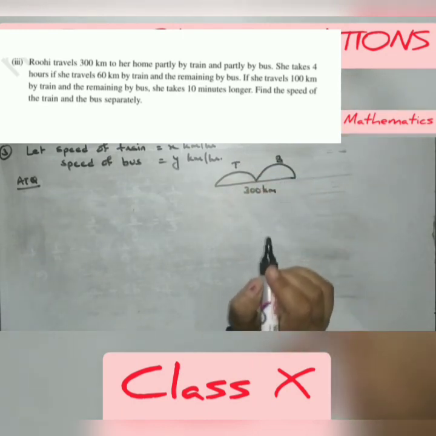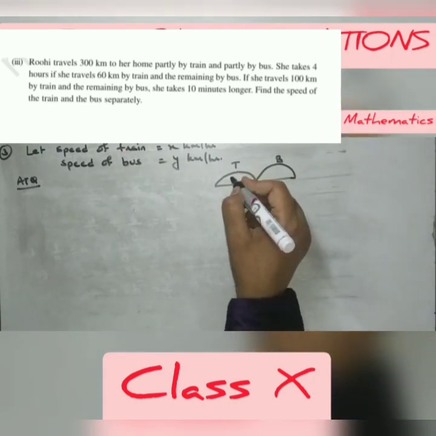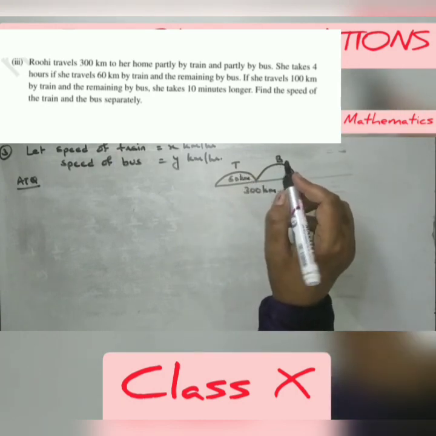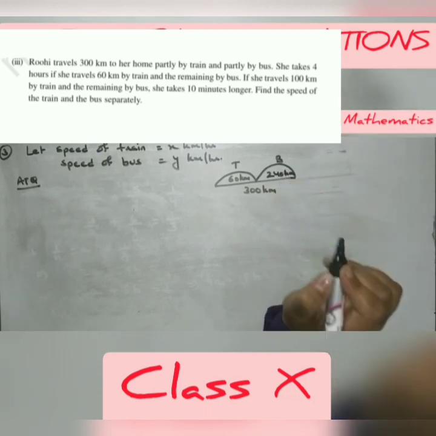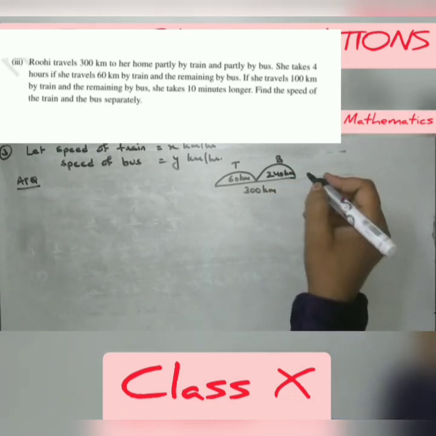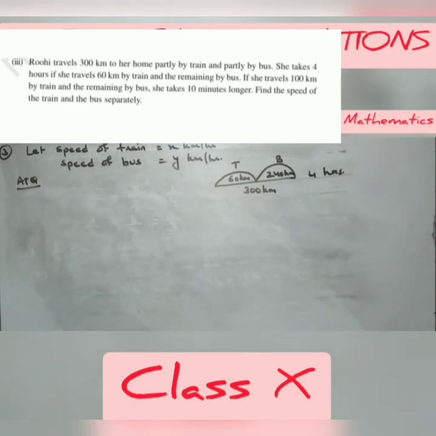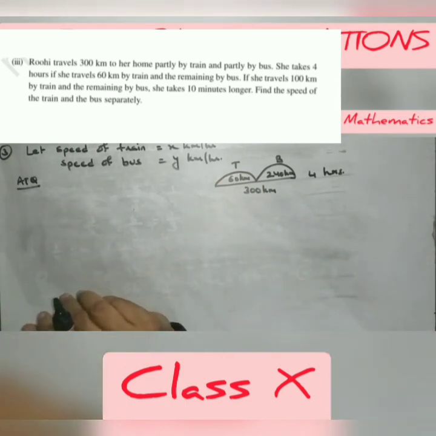She takes 4 hours. Time taken is 4 hours if she travels 60 km by train. So how much distance did she travel by bus? 300 minus 60, that is 240 km. Total time taken is 4 hours. This is your question. Now you have to frame the equation. We know that speed is distance upon time. And what is time? Time is distance upon speed.